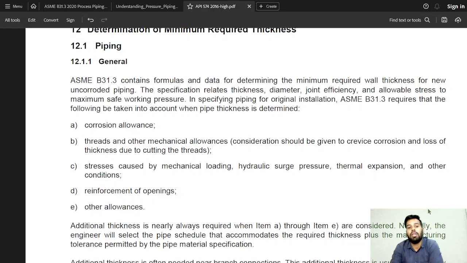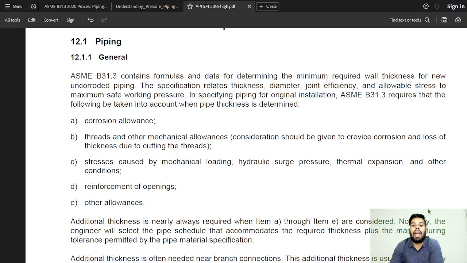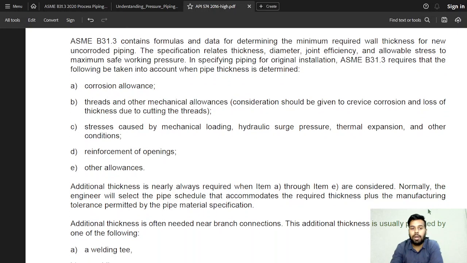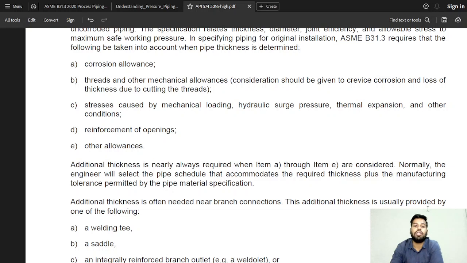Okay. So ASME B31.3 contains formulas and data for determining the minimum required wall thickness for new, uncorroded piping. The specifications relate thickness, diameter, joint efficiency and allowable stress to identify the maximum safe working pressure. In specifying pipe for original installation, ASME B31.3 requires that the following shall be taken into account when the pipe thickness is determined: corrosion allowance, threads and other mechanical allowances, stresses caused by mechanical loading, hydraulic surge pressure, thermal expansion and other conditions, reinforcement of openings, and other allowances.